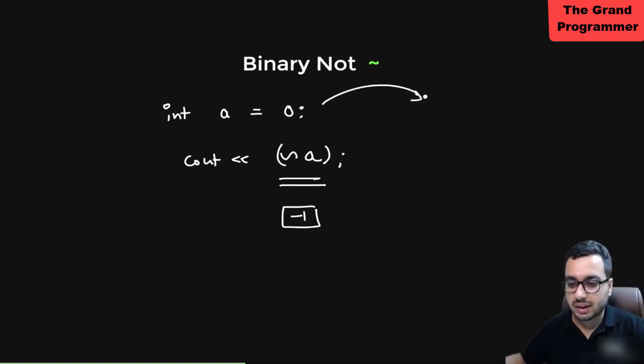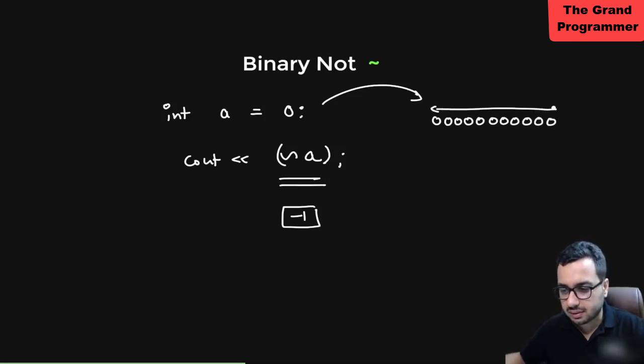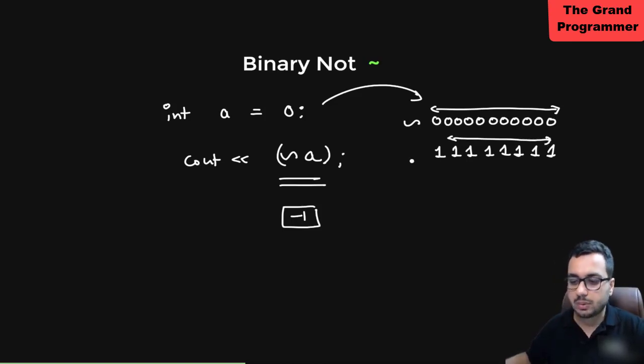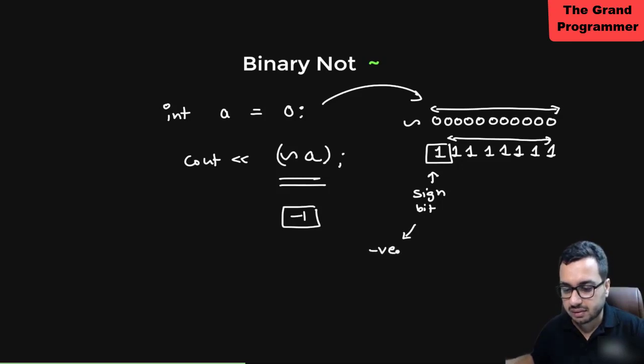So if you look at 0 at the memory level, so what is 0? So 0 is a 32-bit number in which everything is 0. All the 32 bits are 0. So if you do a NOT of it, you will get all 32 bits as ones. Okay, and all 32 bits are ones, and the most significant bit represents the sign bit. Okay, so if this sign bit is 1, that means it is a negative number, and the remaining 31 bits, they represent the magnitude.